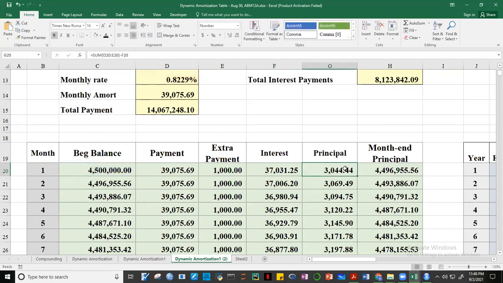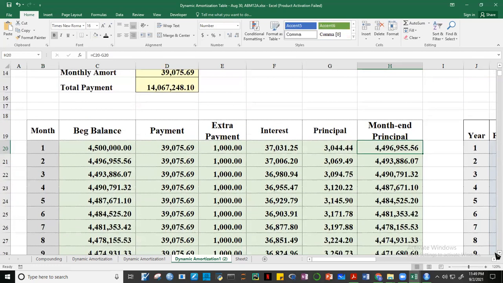And then the principal payment will be whatever we paid, the monthly payment plus the extra payment minus the interest. So that will be the amount that will go to principal. And the month end balance will be just the difference between the beginning balance and the principal payment. So that's for row 1.